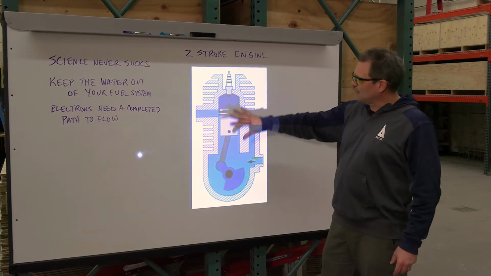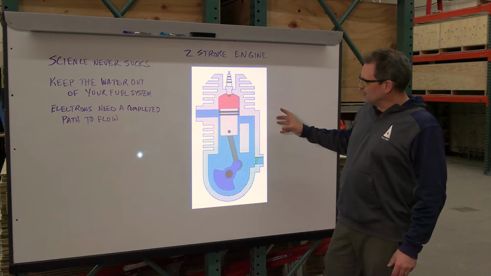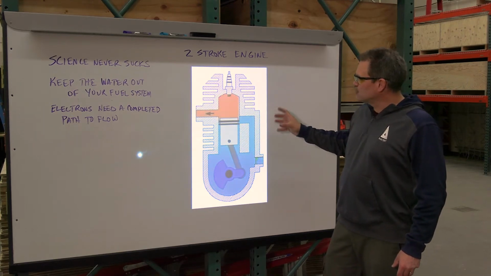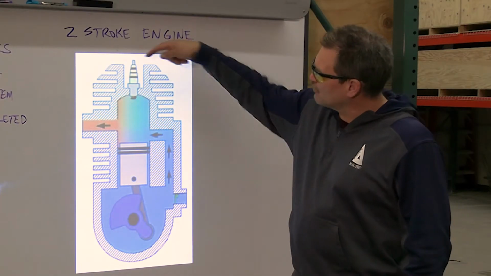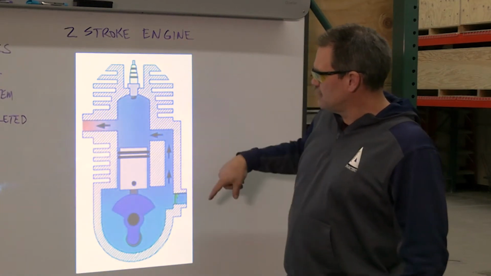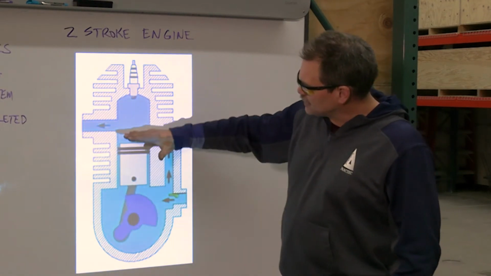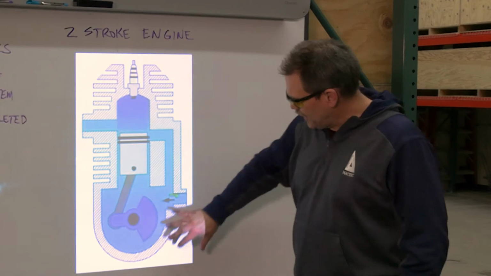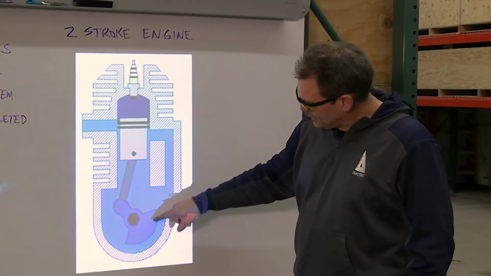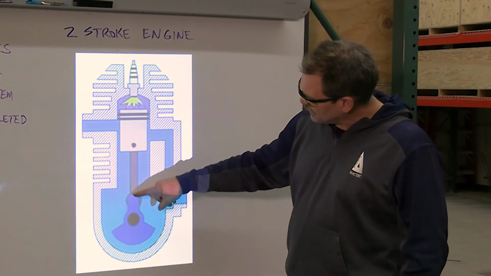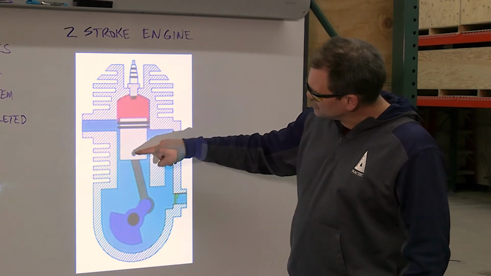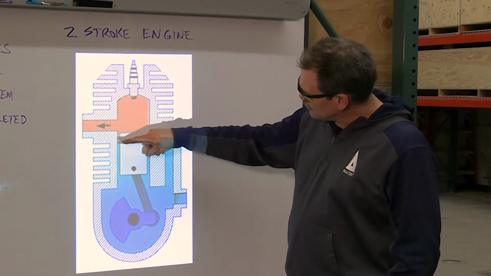So again, this is from Wikipedia. It's a really cool little animation they have of a two-stroke engine. Here's the spark plug. Here's the head. Here's the cylinder. Here's the crankcase. Here's the crank. This is the connecting rod. This is the piston. These are the rings.